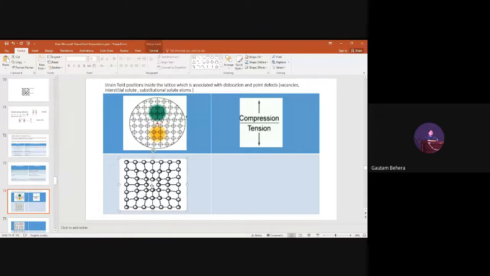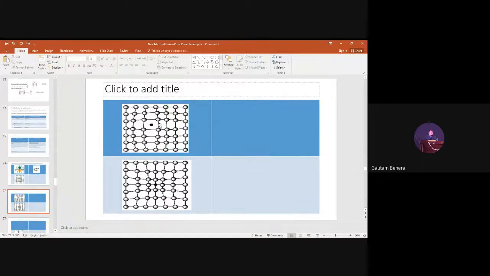So what is this image showing? Vacancy. And around the vacancy, what is happening? A tensile field is generating. Yes, very good. Around the vacancy, a tension field is there. You can call it a tension stress field or strain field, anything. Very good.